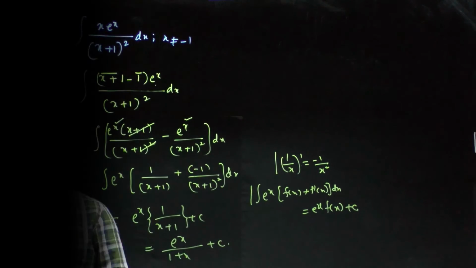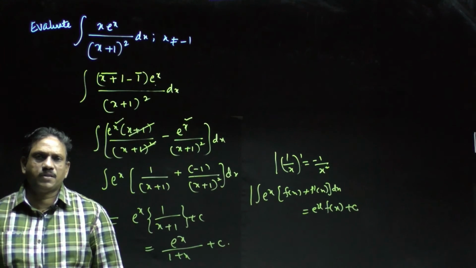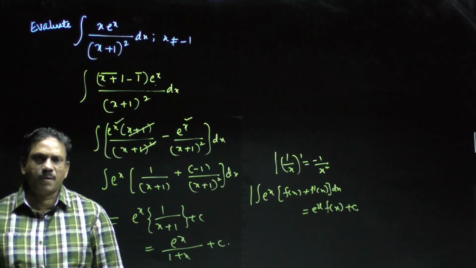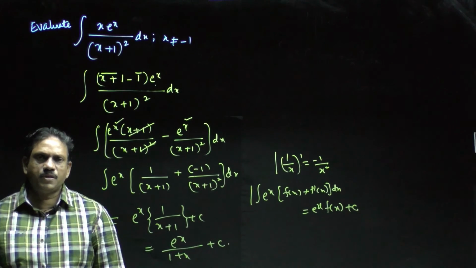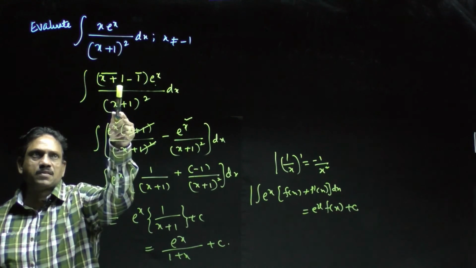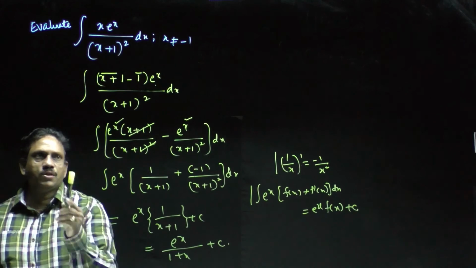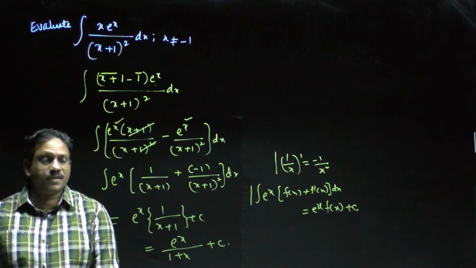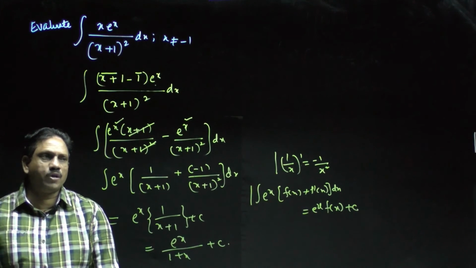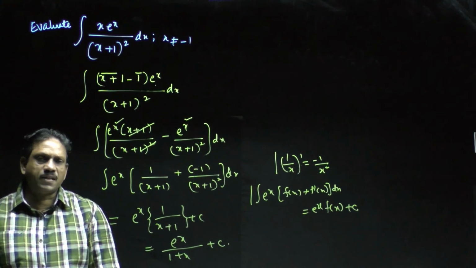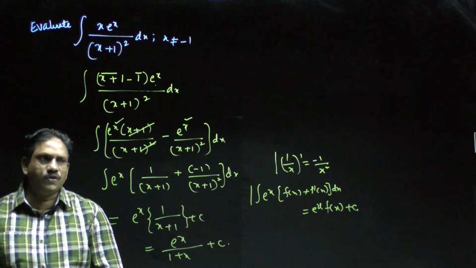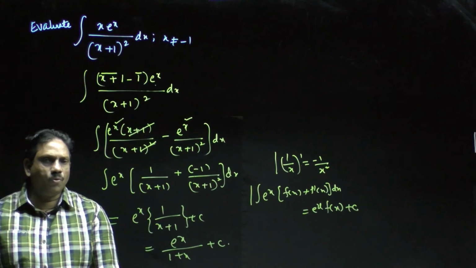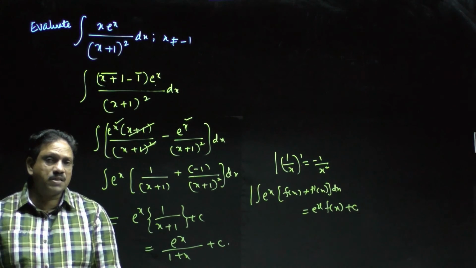We proved this one: integral x e^x/(1 plus x)^2 dx. To evaluate this, we have to adjust the denominator part as usual in the numerator. That means you write the numerator as x plus 1, adjusted by minus 1. You separate this as e^x (x plus 1)/(x plus 1)^2 minus e^x/(x plus 1)^2. After cancellation of one factor of (x plus 1), if you take e^x outside, you can write that as e^x into (1/(1 plus x) plus minus 1/(1 plus x)^2).